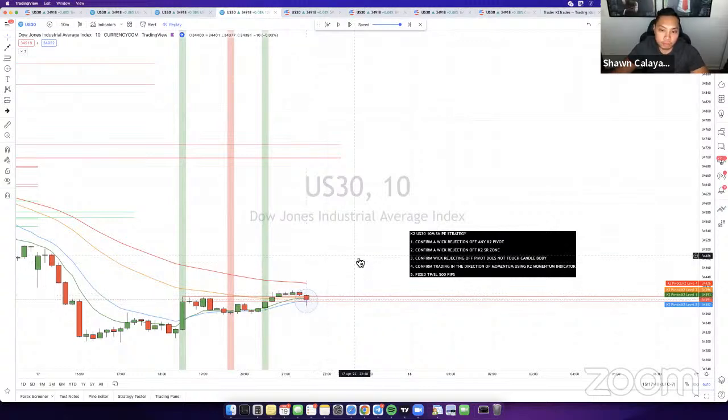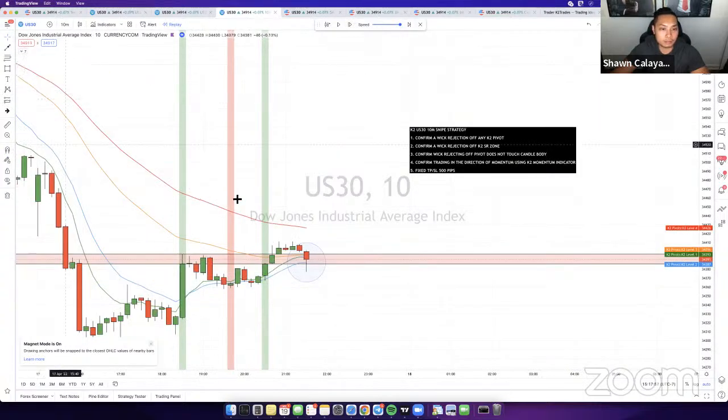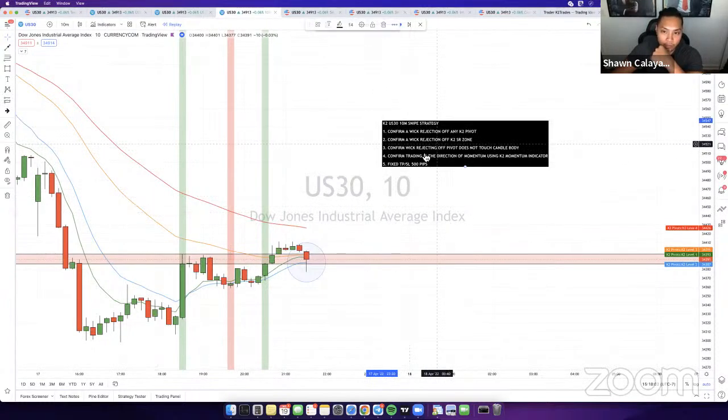The second requirement, you want to confirm a wick rejection off the K2SR zone. There's a K2SR zone right here. I'm going to go and draw a rectangle over it so that it's easier for you guys to see, so I can hide the indicator off the chart. So we got one right there. Turn that off, and you can see it a lot better. So first requirement, wick rejection off the K2 pivot. Second requirement, wick rejection off the K2SR zone.